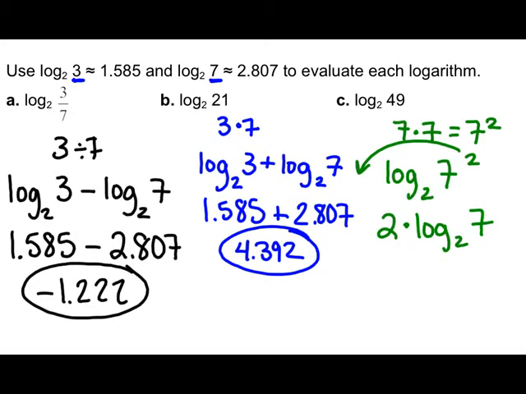Then all you have to do is plug in your number, 2.807, and double that to get your answer, which is the same thing as adding that value twice. That is why that rule works.